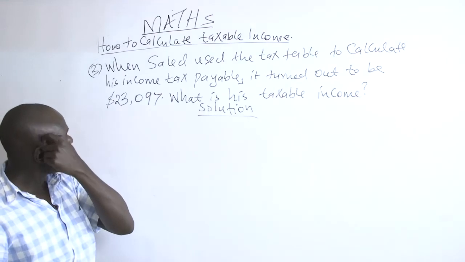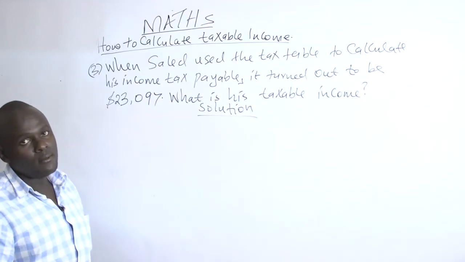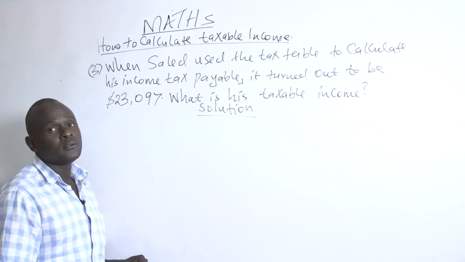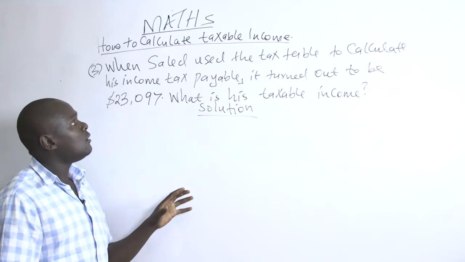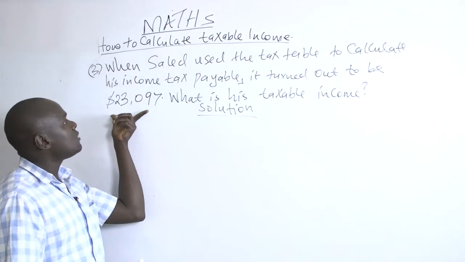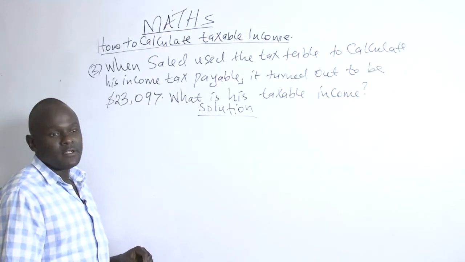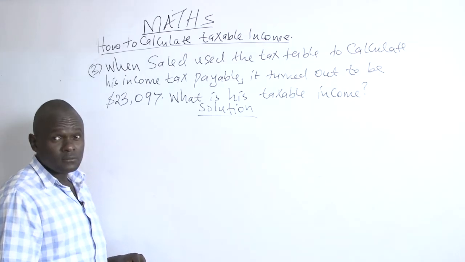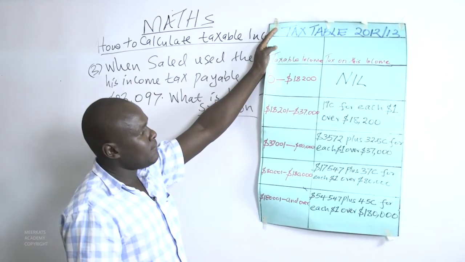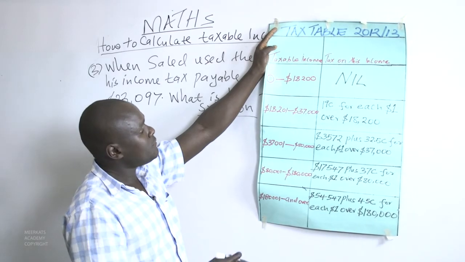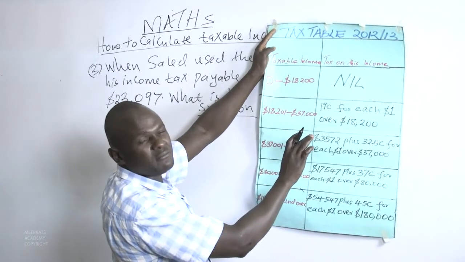So this particular question requires us to look at the tax table that I know you have a copy of by now. After calculating the income tax payable, it turns out that the amount is $23,097. And if we look keenly at the tax table that we have, this particular amount must have come from somewhere.